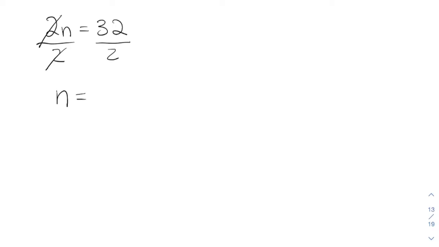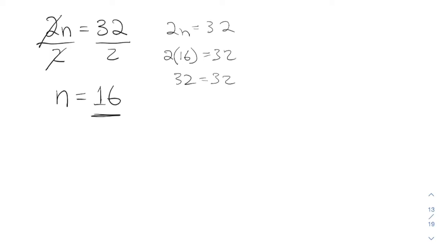32 divided by 2 is going to be 16. 2n equals 32. 2 times 16 equals 32. 32 equals 32. So I have now verified that this is correct.